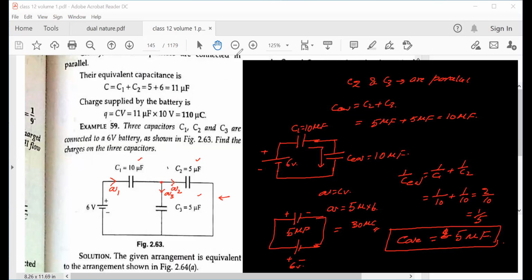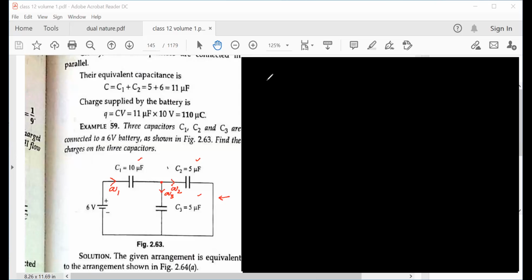Okay, right, good. So let's see. We are going to find your charges. Now I will just redraw the circuit. We know the charge Q is equal to CV. So what is the value of charge? Q is equal to 30 microcoulomb. What we need to find are the balance two charges, Q2 and Q3.